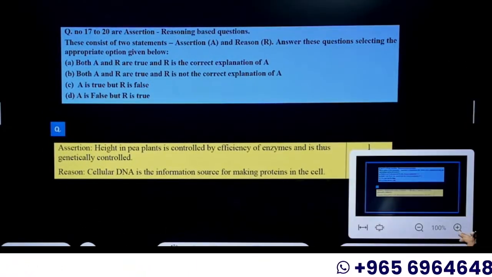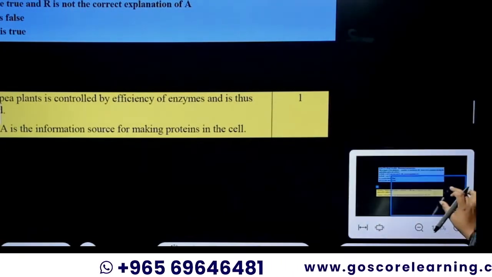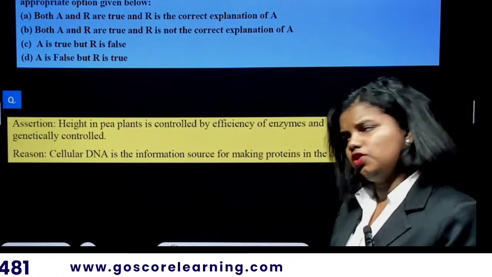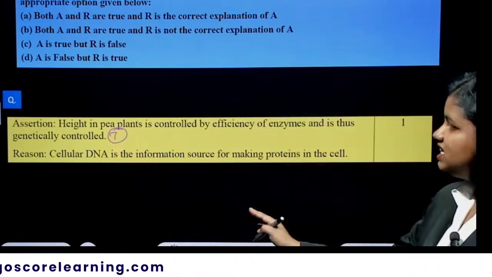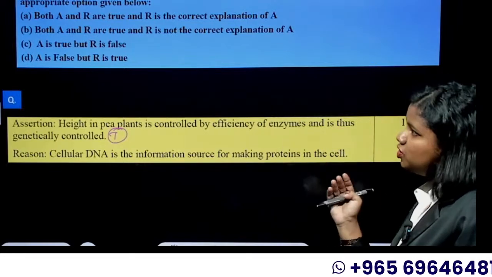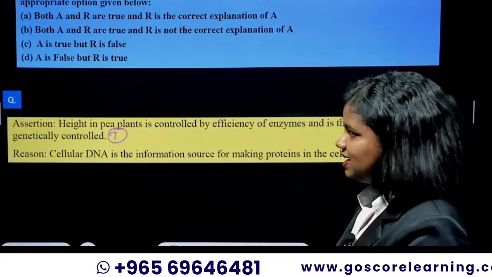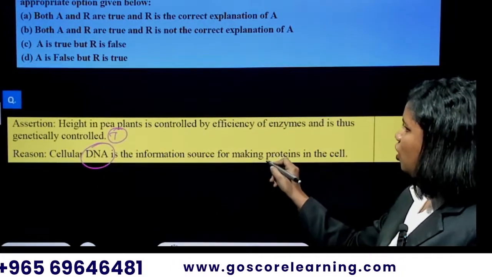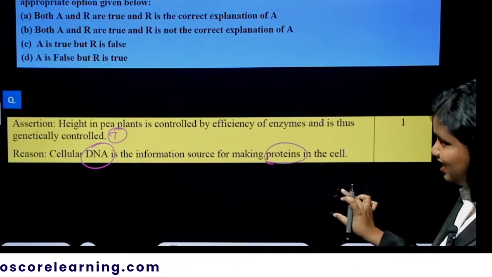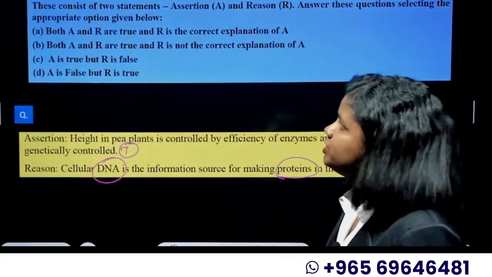Now this is an assertion and reason type of question, which is very simple. Height in pea plant is controlled by the efficiency of enzyme and is thus genetically controlled. Yes, that assertion is true. Cellular DNA is the information source for making proteins in the cell. Isn't that the explanation? In the first statement, they are talking about how genes are controlling the height through enzymatic production. And in the reason, they are saying DNA is the part which is carrying all the information for protein, and all the enzymes are proteins, right? So assertion and reason are true, and the reason is explaining the assertion. So it is option A.